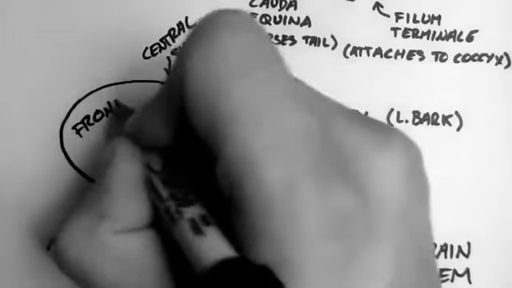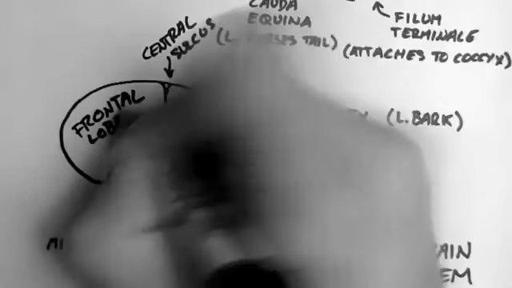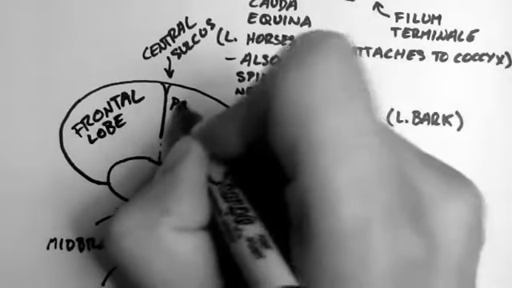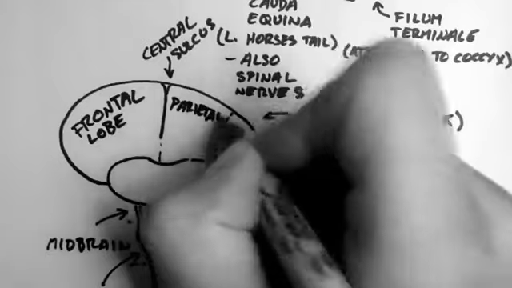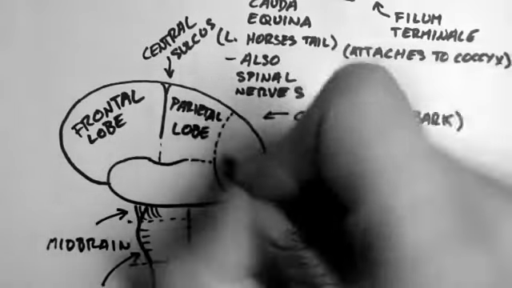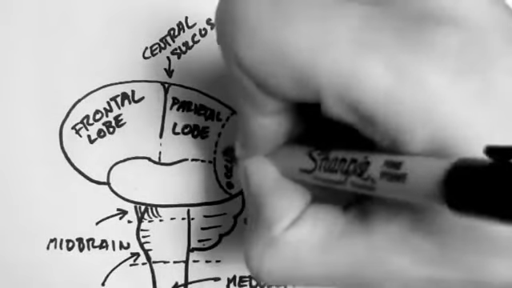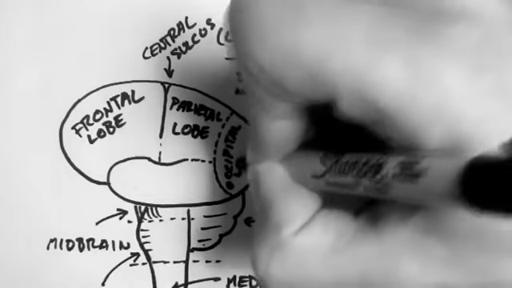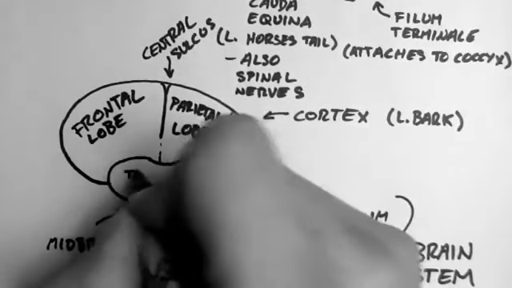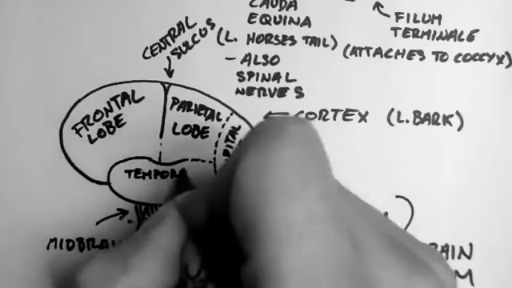Over here is the frontal lobe, and behind the central sulcus is the parietal lobe. At the back is the occipital lobe, and here at each side is the temporal lobe.